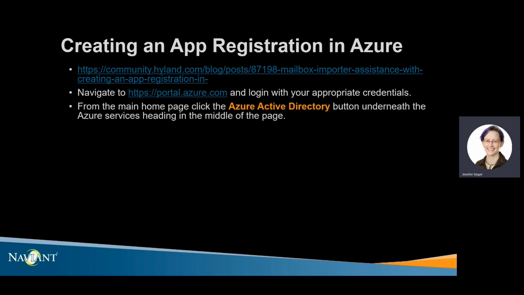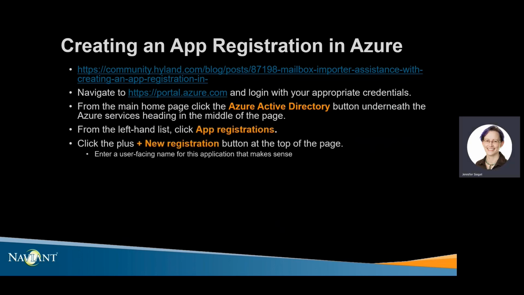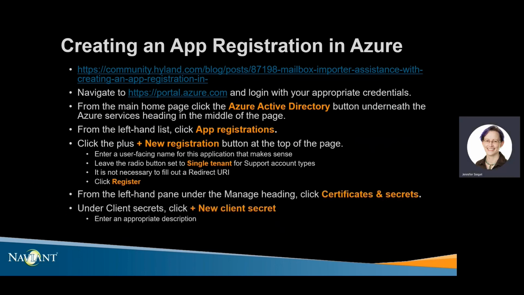First, you'll navigate to your Azure portal, log in, and click on the Azure Active Directory button under the Azure Services heading. You'll go to the app registrations and add a new registration entry, making sure to leave the radio button set to single tenant for supported account types. And then you'll go to certificates and secrets and add a new client secret. Depending on your current configuration, you might already have this part of it in place, which is great.